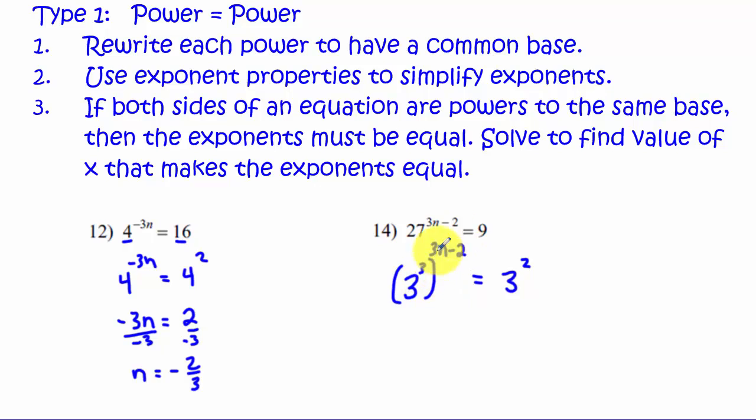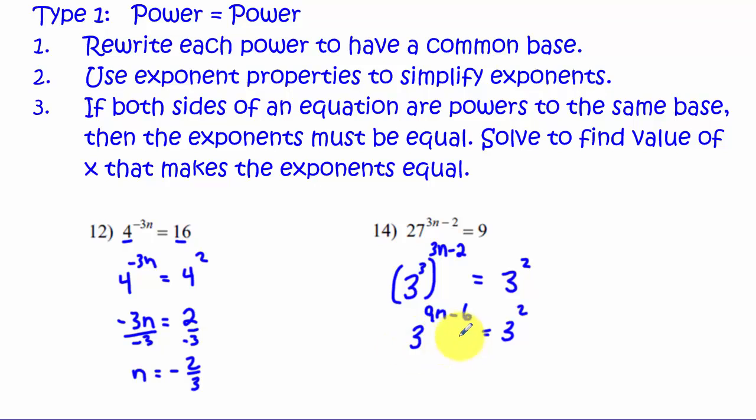Now we need to simplify our exponents here. We want this to be 3 to an exponent. And if you remember from our last marking period when we had a power to a power, our exponent properties are we multiply these exponents. Now when I have a number times an expression, I need to distribute. So if I use this property, I'm going to multiply 3 times both, so I get 3 to the 9n minus 6 power, and that equals 3 squared.